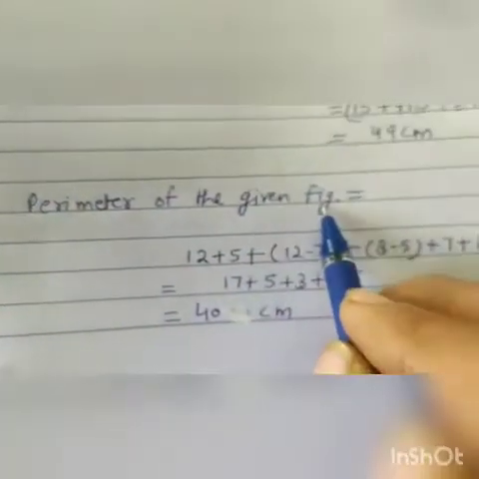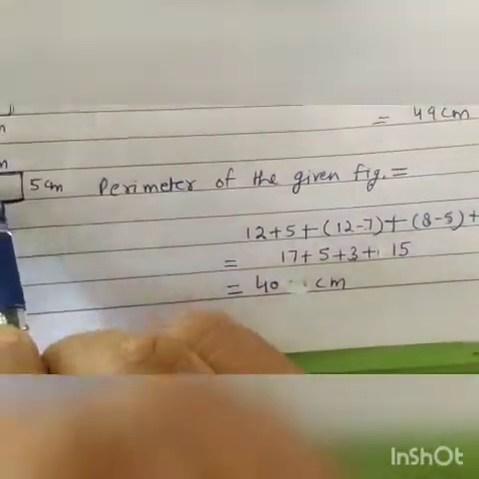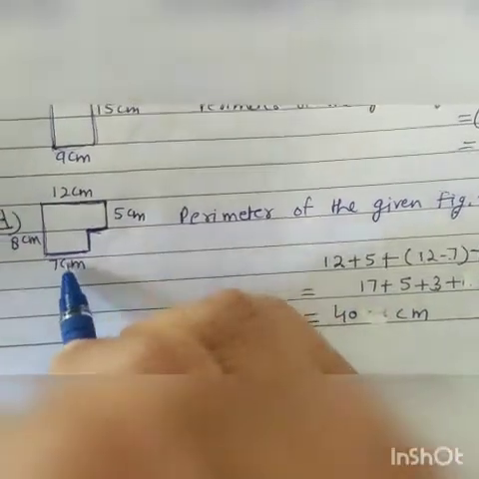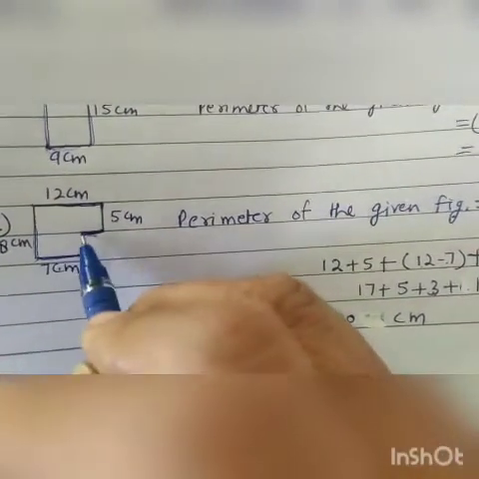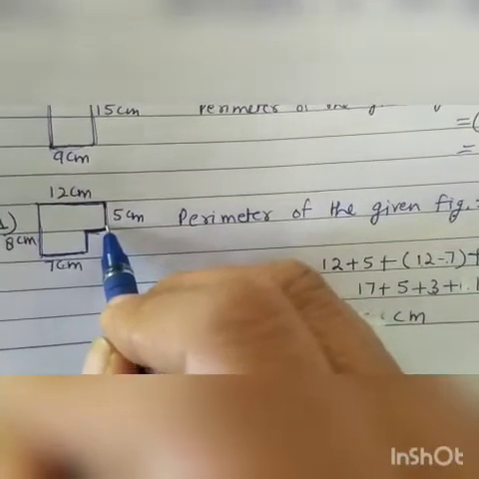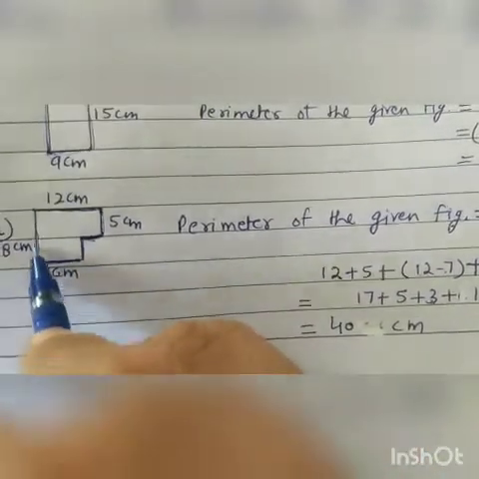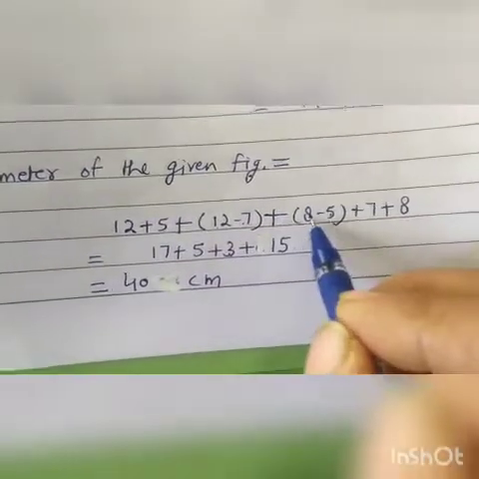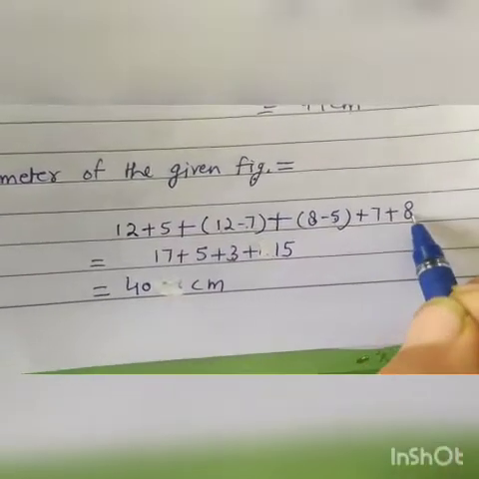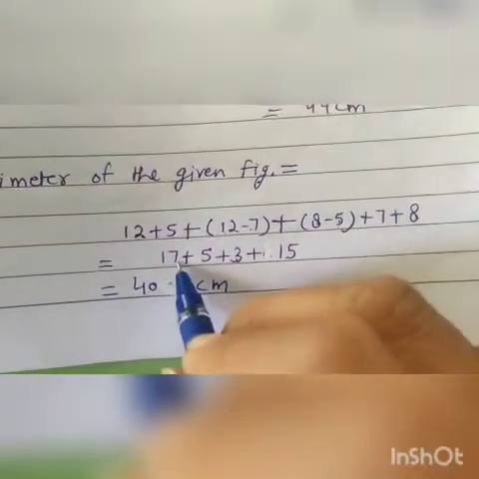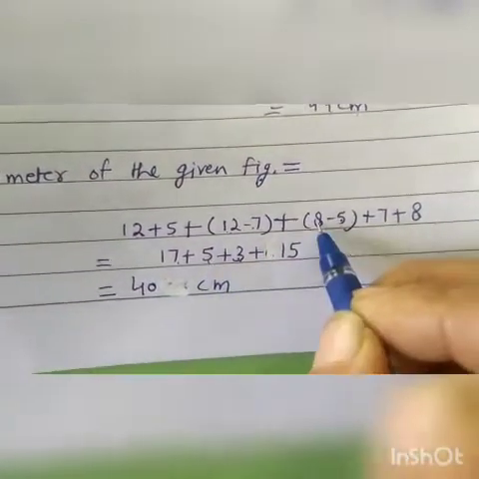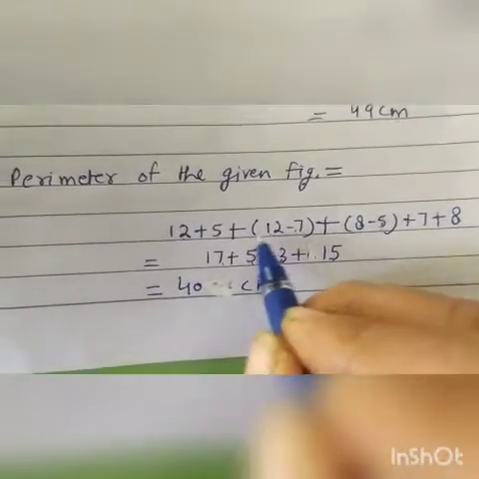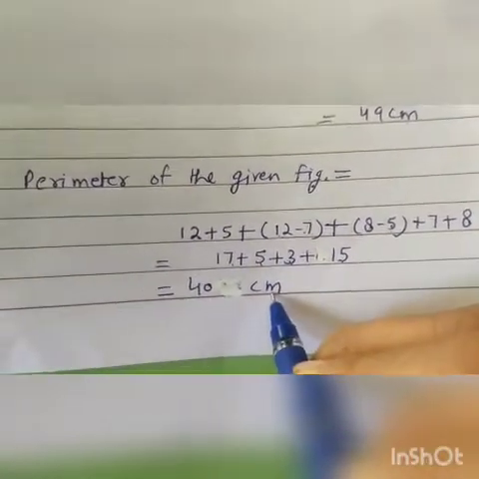So perimeter of the given figure is equal to 12 plus 5. Then this one will be 12 minus 7, plus 8 minus this 5. Then plus 7 plus 8. So 12 plus 5 plus 12 minus 7 plus 8 minus 5 plus 7 plus 8. 12 plus 5, 17. 12 minus 7, 5. 8 minus 5, 3. 7 plus 8, 15. When we add these figures, we get 40 centimeter.